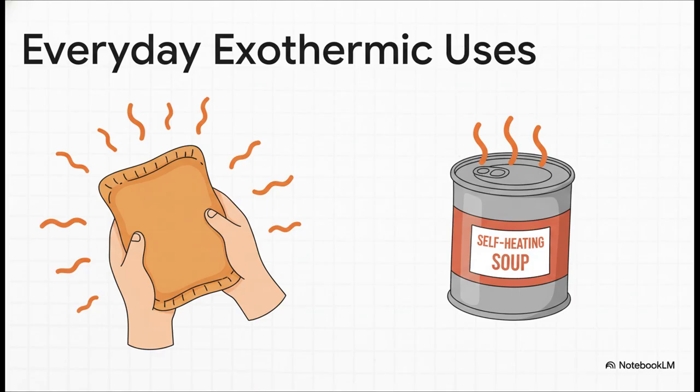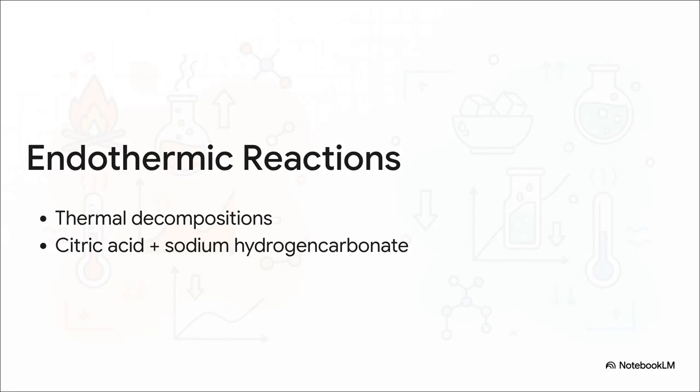Inside that little pouch, there's a chemical reaction going on, usually the oxidation of iron. It's designed specifically to be exothermic, to give out heat and keep your hands warm. It's just controlled chemistry. Endothermic reactions, well, they're a little less obvious in day-to-day life, but they're just as important.